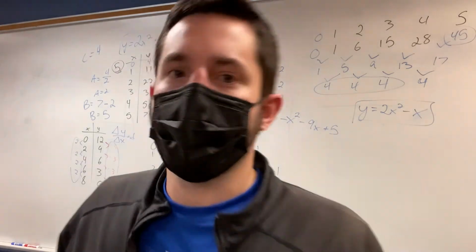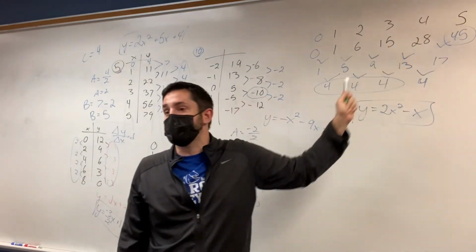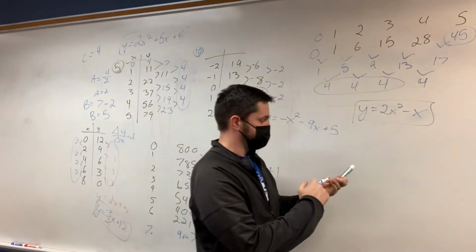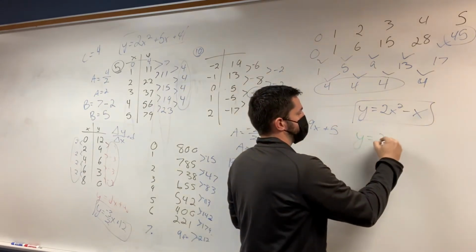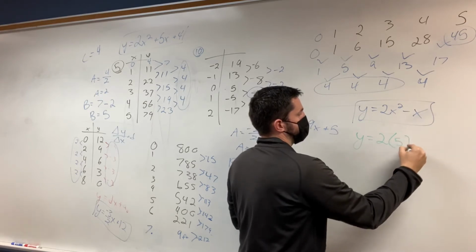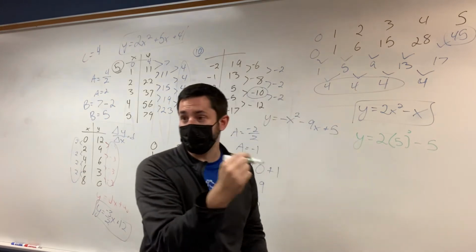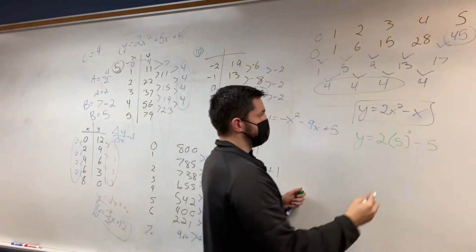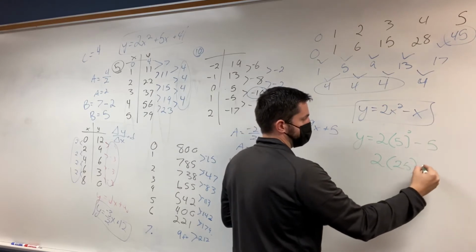But if you don't want to be basic, you can plug in 5. You can plug in anything and it works, right? So I'm going to do it in a different color because I can. So I'm going to have y equals 2 times 5 squared minus 5. I'm plugging in 5 for x, okay? 5 squared, I got 2 times 5 squared is 25. You with me on this so far?